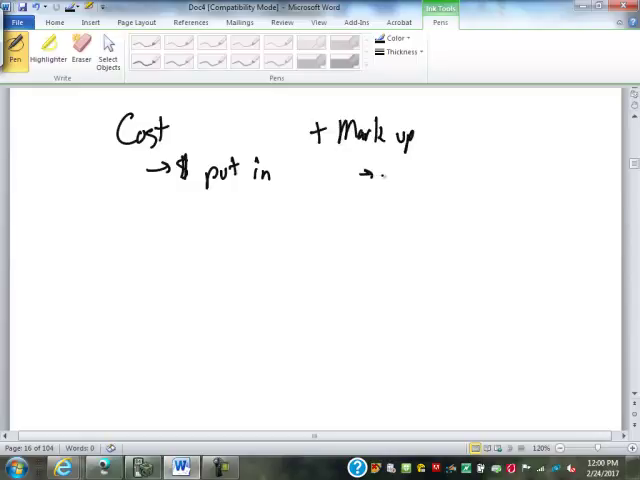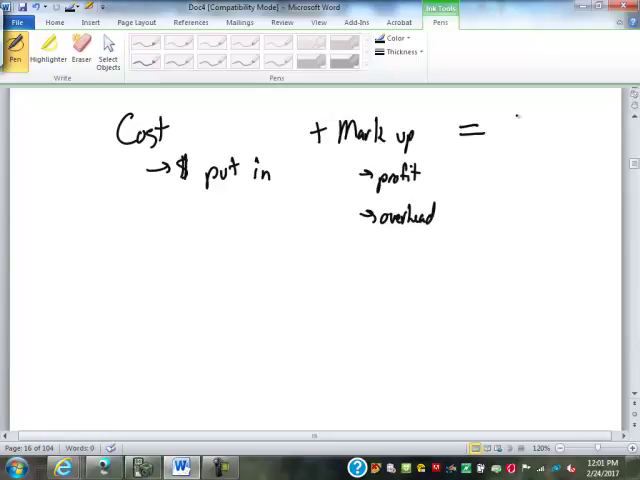That markup is your profit and probably overhead. You buy this product, yes, you have the cost of getting it, the cost of shipping. You have labor involved in taking that product and getting it on the shelves and selling the product. But you also have cost for your building, rent for your building, utilities, and stuff like that that cannot be directly linked to a single product. So that has to be accounted for in your markup.